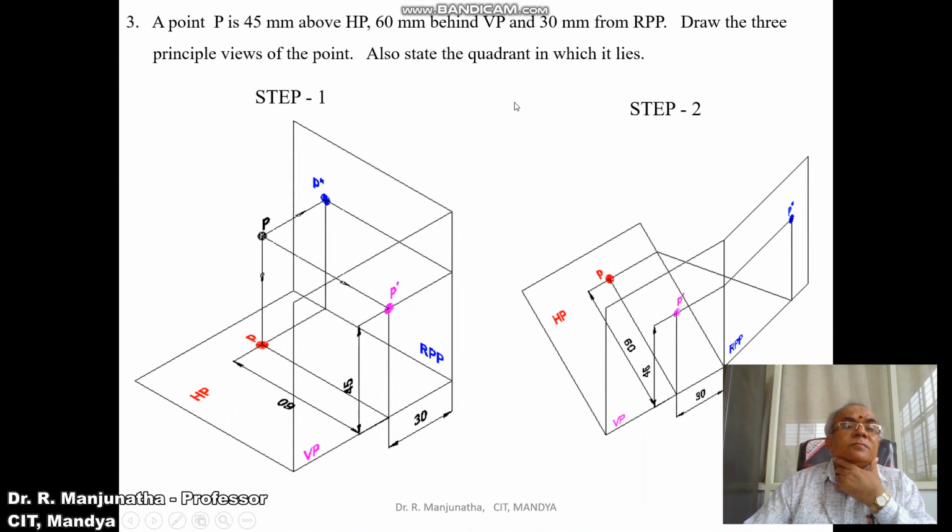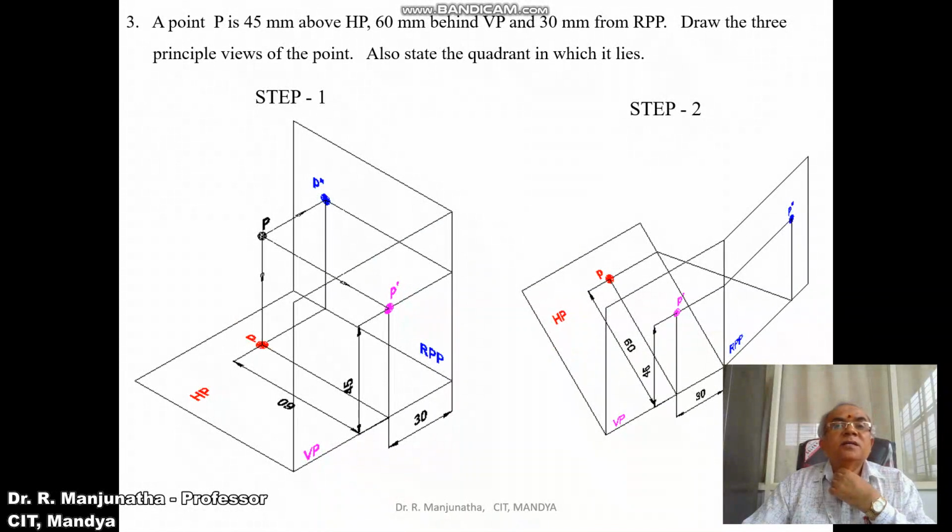So hence, the condition is 45 mm above HP, 60 mm behind VP. And since we have to look from the right side view, the object is behind RPP, because it is behind VP. This is how we analyze that the image you see in the right profile plane is the right side view in the second quadrant.